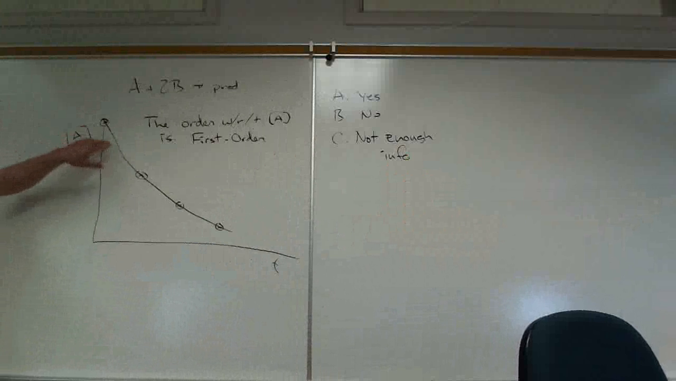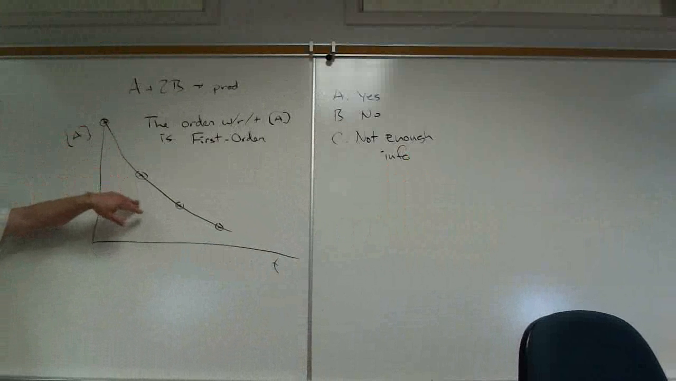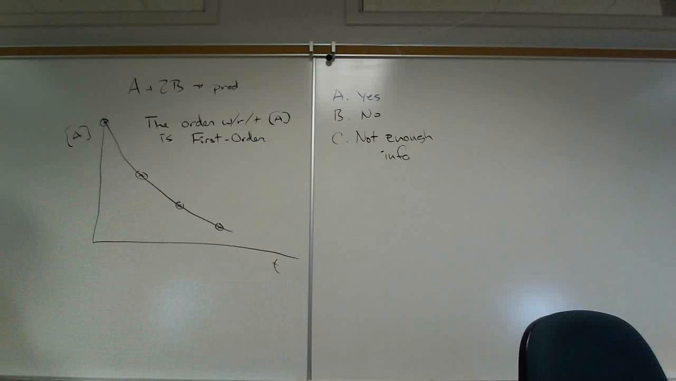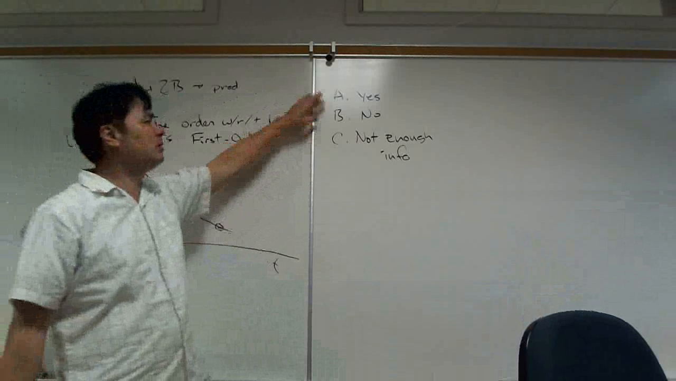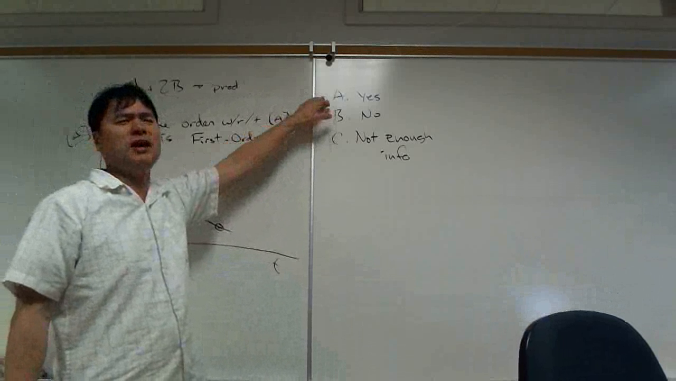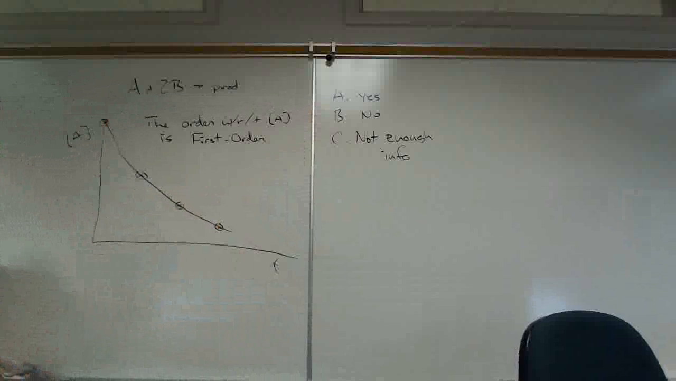And so looking at this, you probably can eyeball it. It's not linear for sure, right? And so I use first order, second order, or something like that. How many people would agree the order with respect to A concentration is first order? Okay. What about B? No. How about C? Not enough info? All right, why do you guys say it's first order? Nobody picked B, so if you picked A, why would you say it's first order?